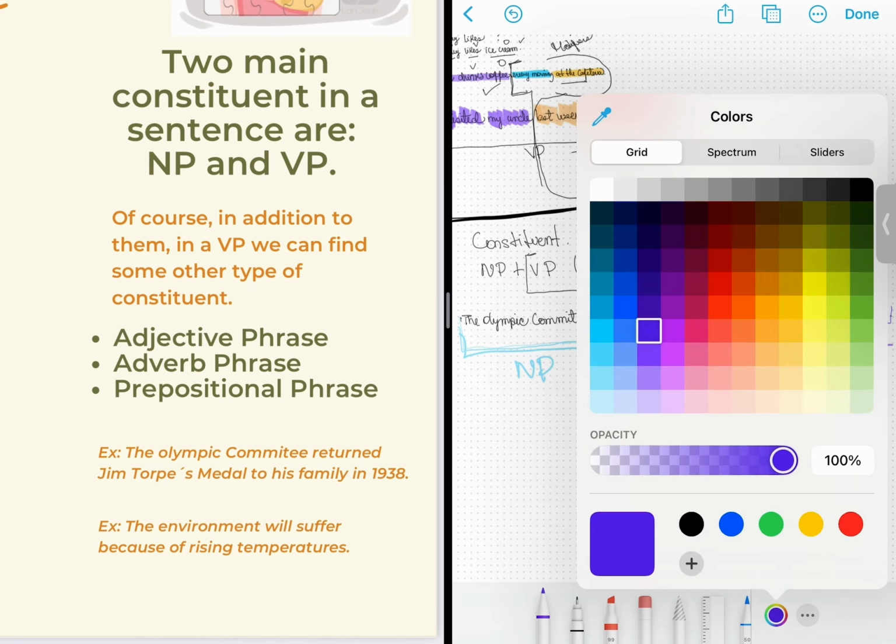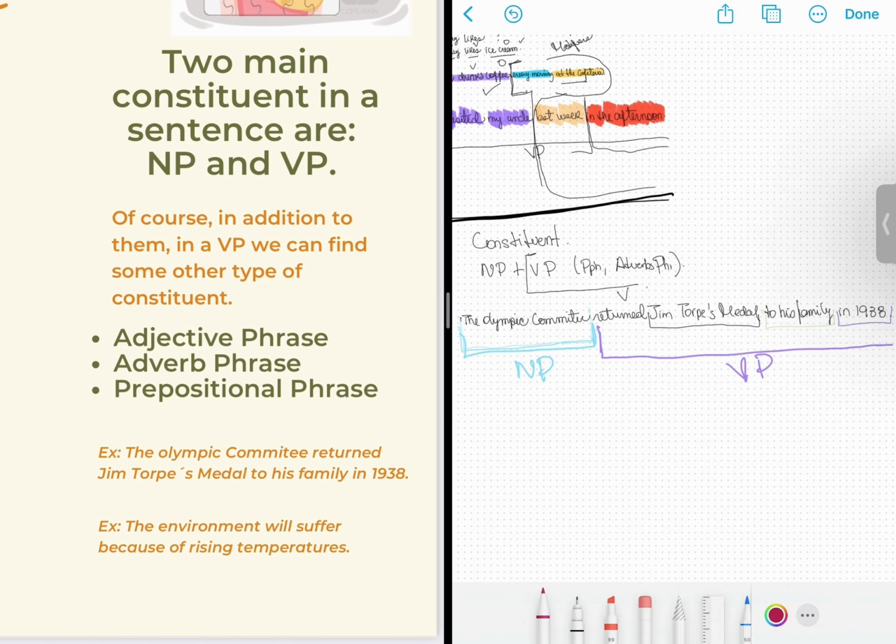Let's divide the sentence. What is relevant here? What I need in order for the sentence to have meaning. The Olympic Committee returned Jim Thorpe's medal. I can stop until here, and the sentence has a complete meaning, doesn't it? Of course, right? The Olympic Committee returned Jim Thorpe's medal. That's it. But of course, the sentence gives me extra information.